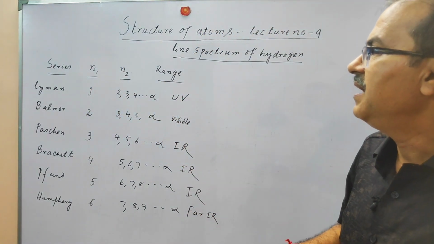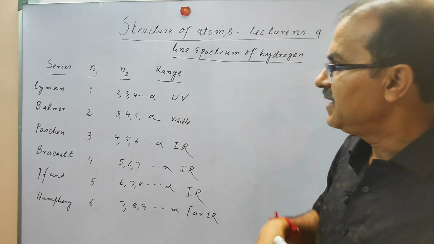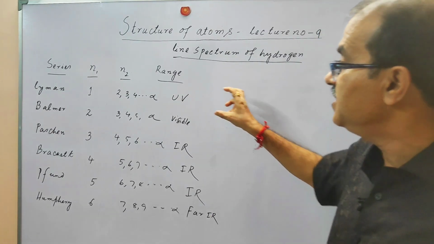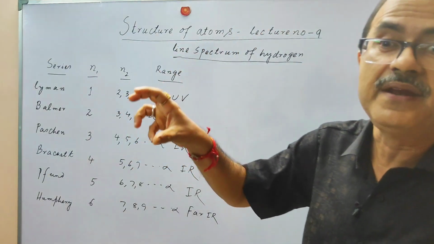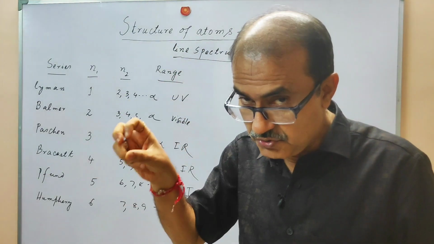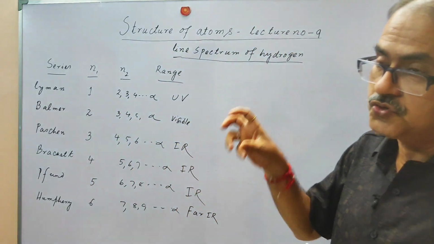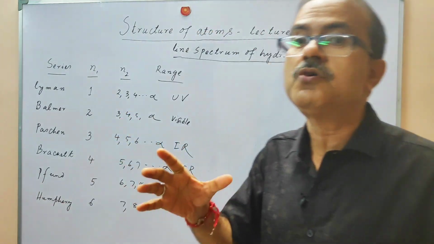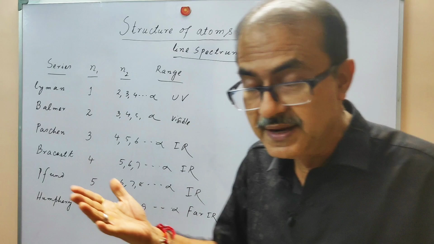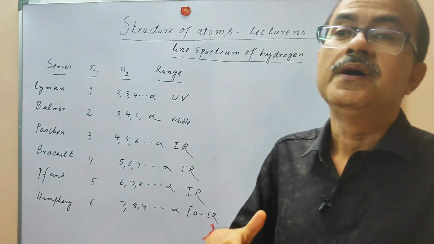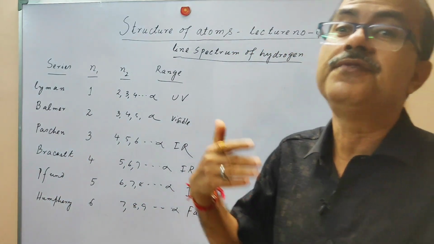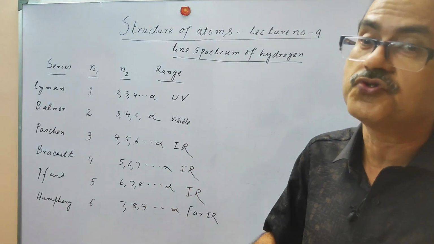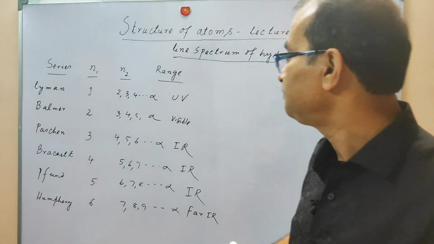In case of the Lyman series, the energy gap is very high, and that is why it has the higher frequency. The radiation will be of higher frequency, because we know the difference of the energy. If the difference of the energy between the levels is higher, then the radiation will have the higher frequency, and the wavelength will be inversely proportional to this energy.